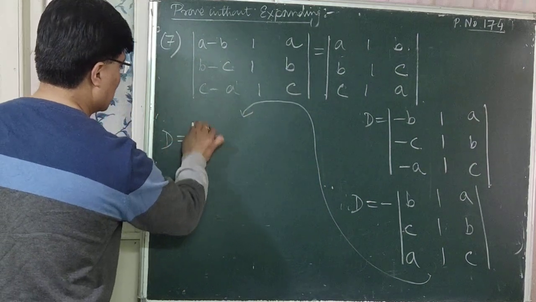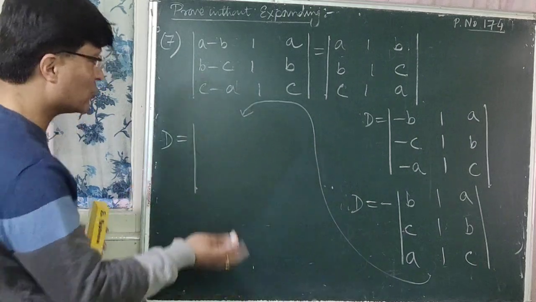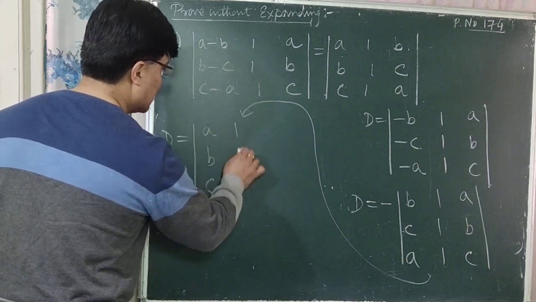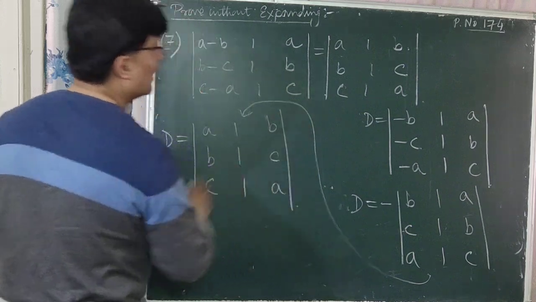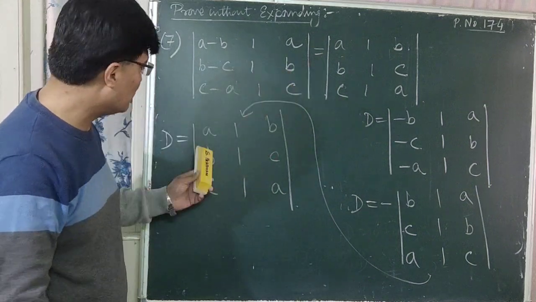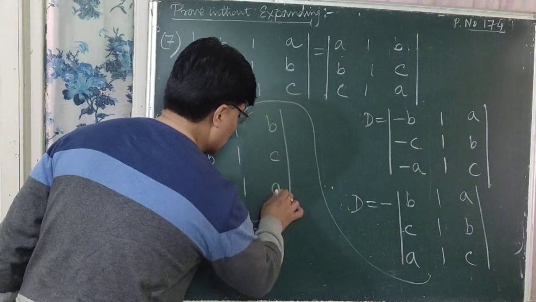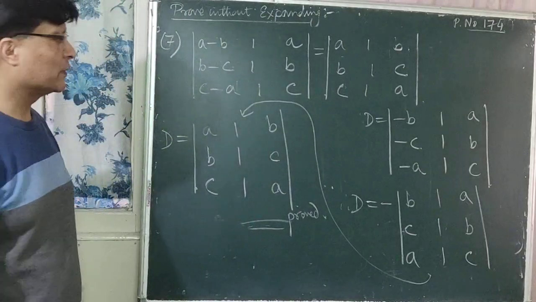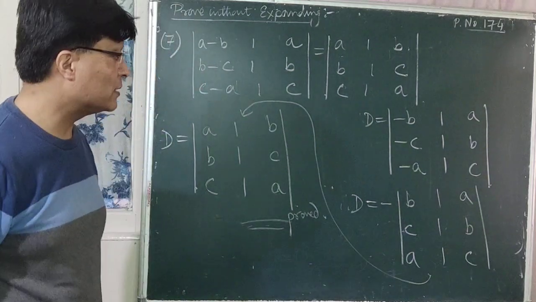So next, from here, this is the step. D is equal to, the minus sign becomes plus sign now, if you interchange first column and third column. Now the new first column is A, B, C. Second column as it is 1, 1, 1. And what is the third column? B, C, A. So are we getting the answer? A, 1, B, yes, first row; B, 1, C, second row; C, 1, A, third row. We got the answer. That is proved. Is it clear to all of you? You can copy it.